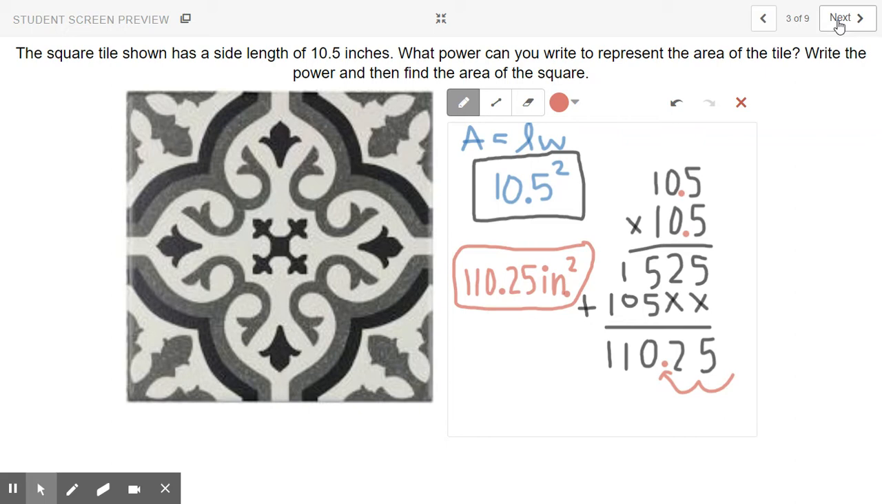Now it asks you to find the area, so I acted like I multiplied whole numbers, 105 times 105. Then I put the decimal back in and then put it in the answer, in the product. So the answer is 110.25 or 110 and 25 hundredths. Now here, if you look, it's inch times inch. So I multiplied inch twice. It's square inches. Don't forget area is always square inches. So here's the power. Here's the final answer.